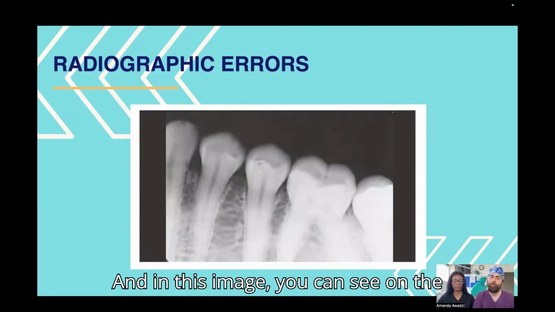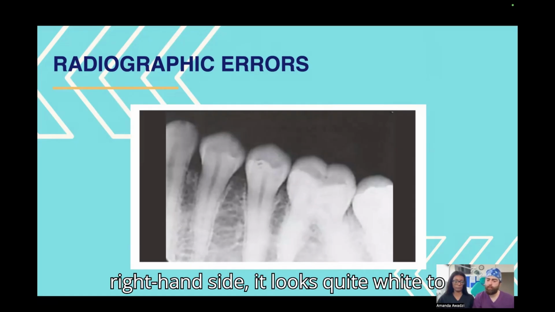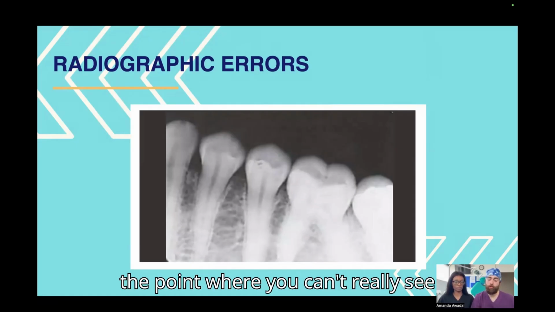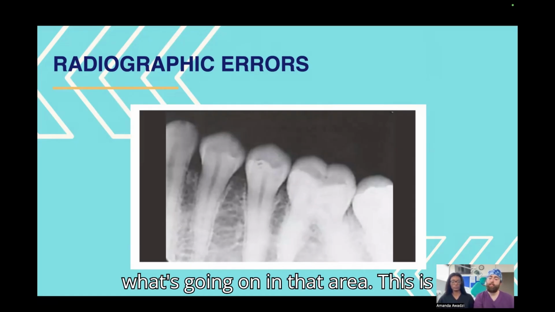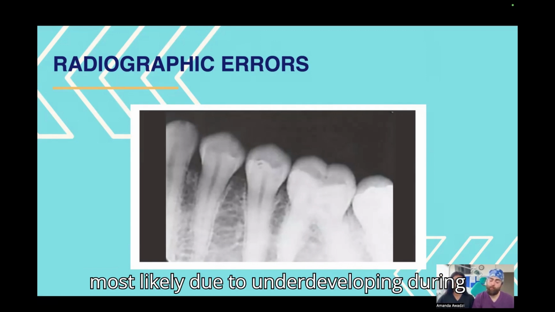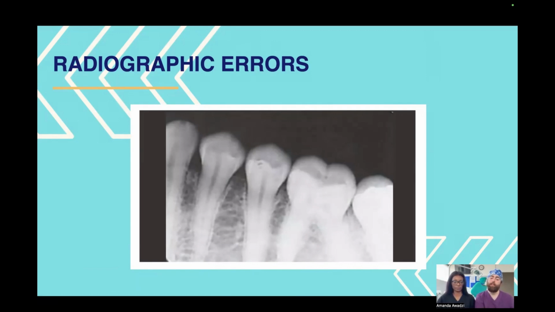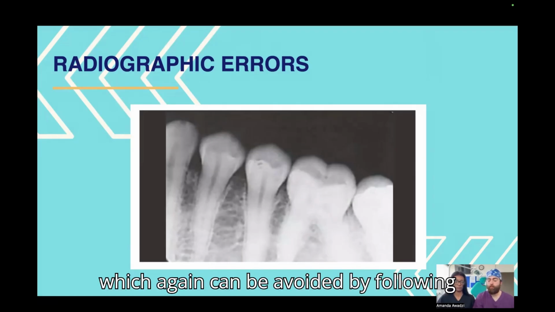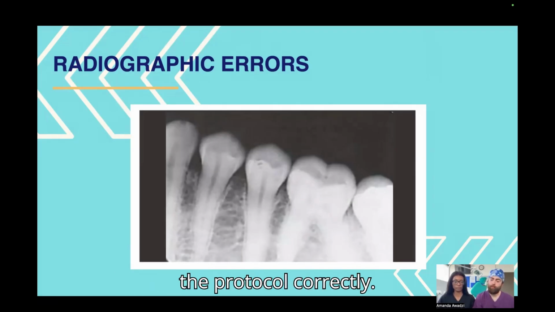Cool. And in this image, you can see on the right-hand side, it looks quite white to the point where you can't really see what's going on in that area. This is most likely due to underdeveloping during the processing phase, which again can be avoided by following the protocol correctly.